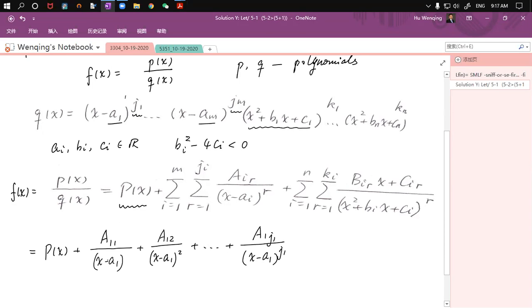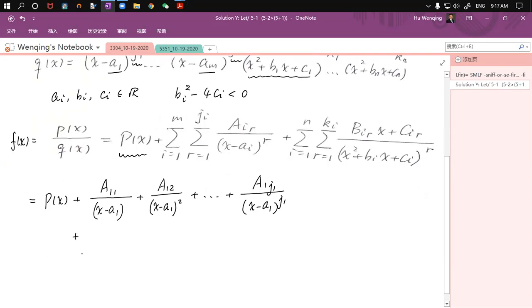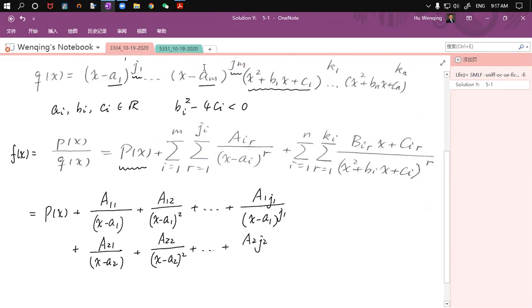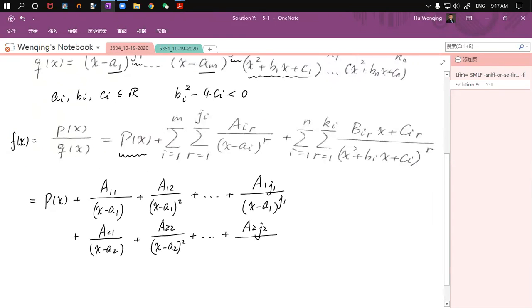So basically, you're exhausting all the possible powers before you meet the maximum power j1. You're exhausting all the possible powers of the first contributing factor, x minus a1. Is that good for everybody? The situation is the same thing as a2. So let's say a21 over x minus a2, plus a22 over x minus a2 to the power of square, plus dot dot dot, plus a2 j2, because the maximum power in terms of a2 is going to be j2, divided by x minus a2 to the power of j2, plus dot dot dot.